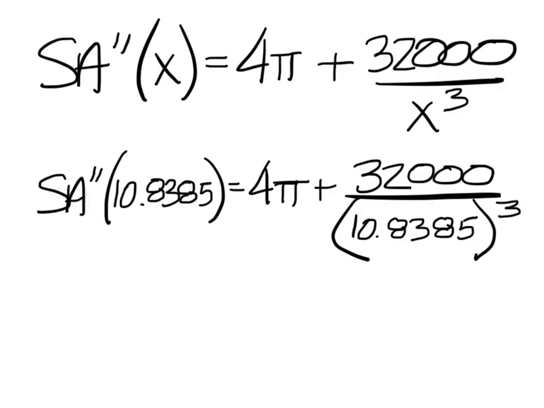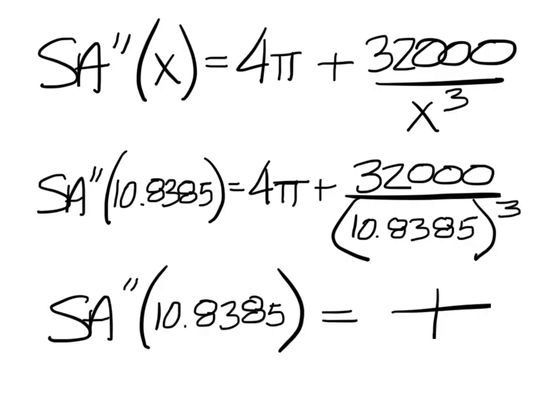And when you do that, you're going to come up with a value that is simply positive. That's all we're interested in. So since it's positive, it means that the 10.8385 is what kind of value? It's a minimum. That's right, because we're looking for minimum material. So we're going to have an x that is 10.8385 in order to have the minimum materials we can have. It's the lowest radius that we can have. So since the second derivative is positive, of course, we're going to have a minimum.